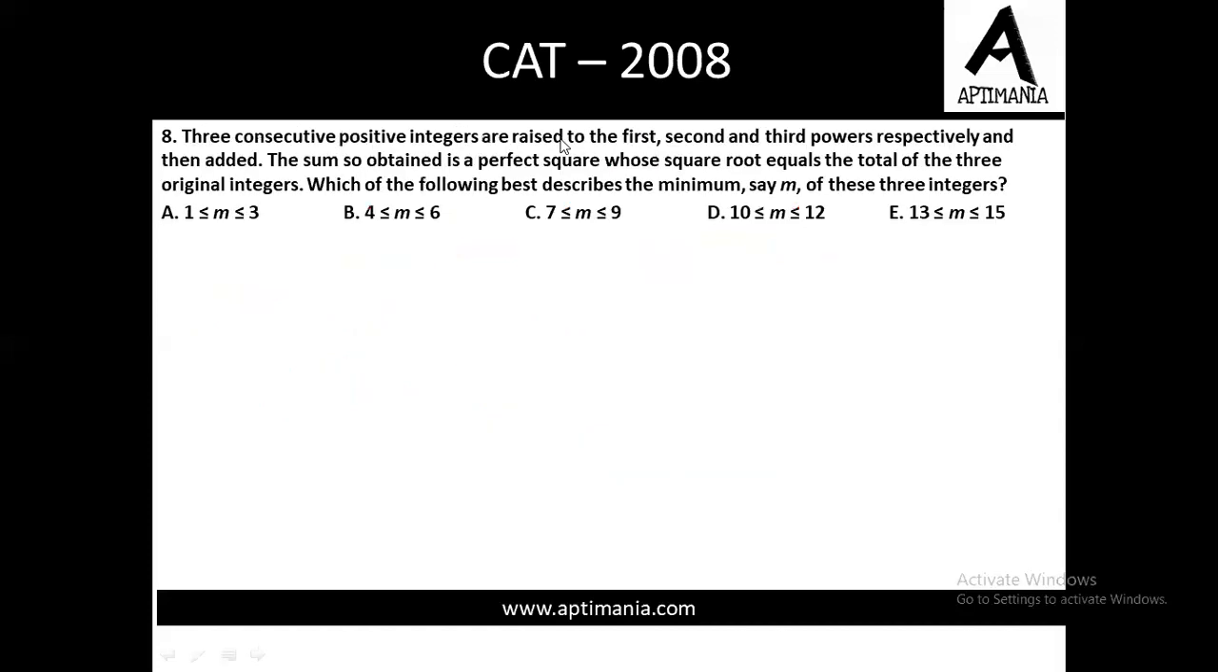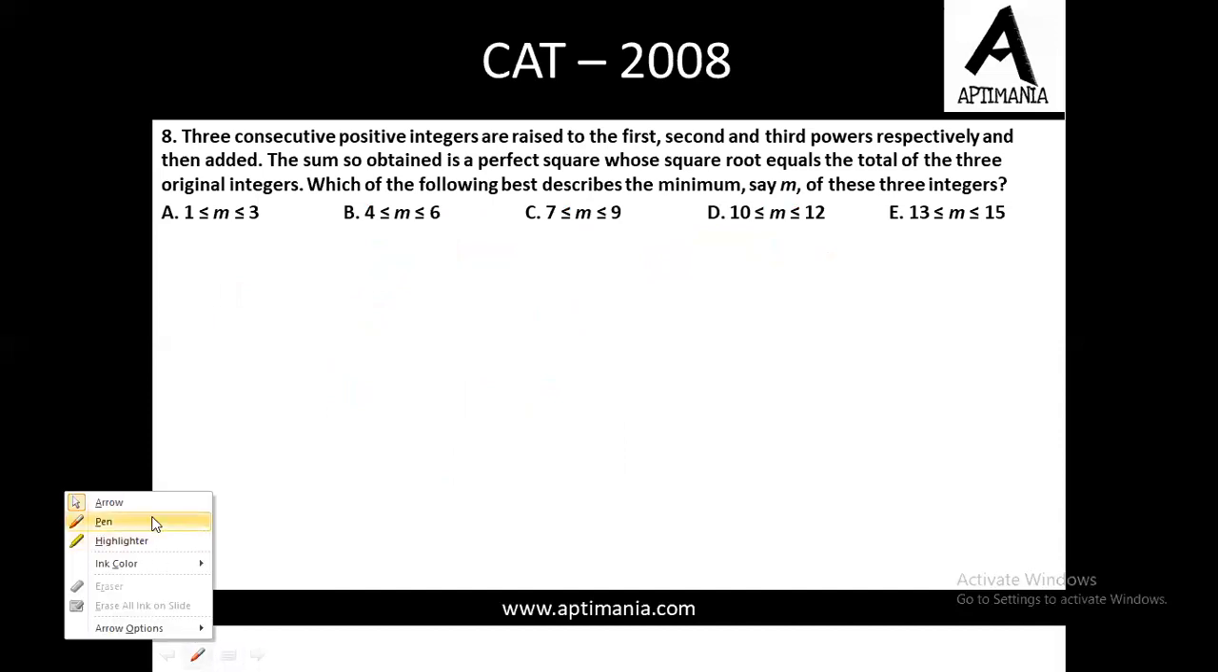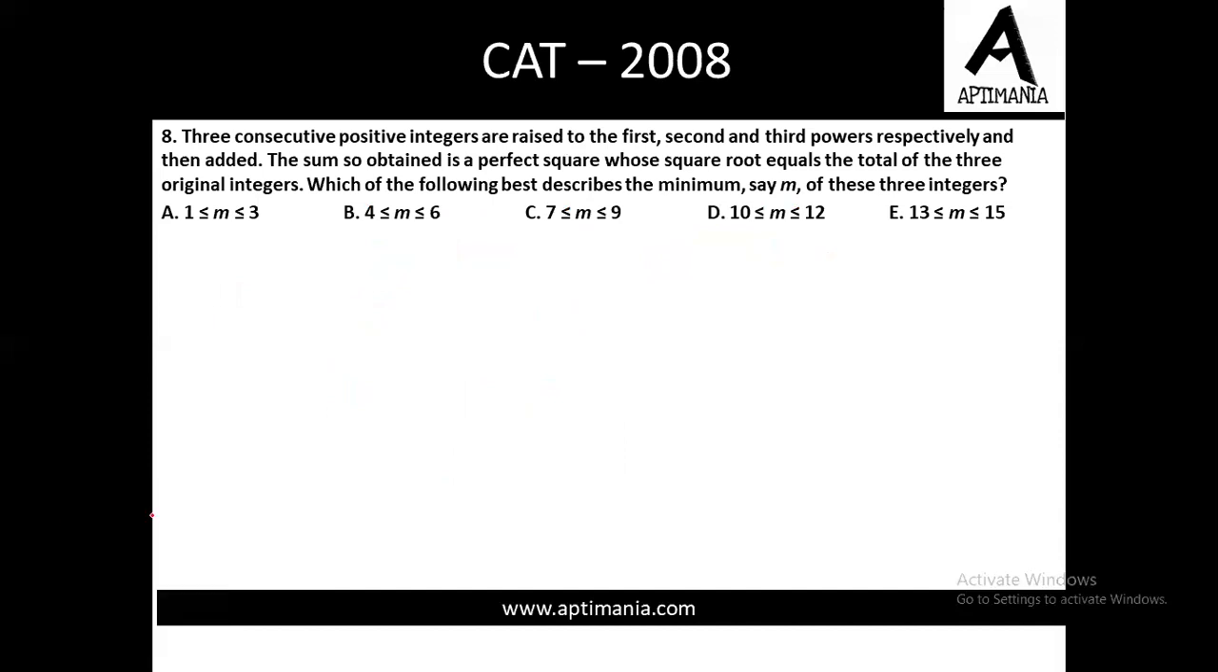Let's go ahead for the next question. Question number 8 is on the screen. Let's try to figure it out. What is given to us is that three consecutive positive integers are raised to the first, second, and third power respectively. Okay, so we have to assume three consecutive positive integers.